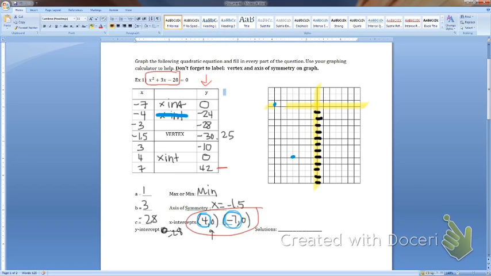Negative 3, negative 28. Okay, so that's not exact, so I'll just make it an estimate there. And then my vertex is at negative 1.5, negative 30.25. And again, we are approximating because our graph is not big enough. And what should happen is it should mirror on the other side, right? So then I'm at positive 3, negative 10, which is about right here. 4, 0, I want to make sure I get that one right. And then I don't have room to graph 7, 42.